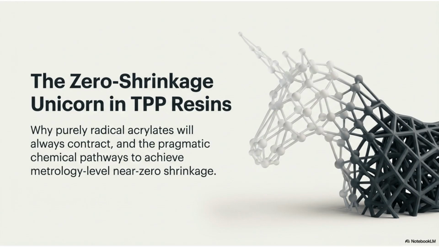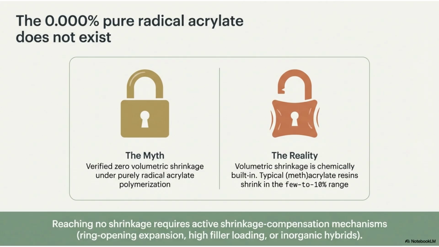This video explores the zero shrinkage unicorn and TPP resins. We will discuss why purely radical acrylates always contract, and the pragmatic chemical pathways to achieve metrology-level near-zero shrinkage. The myth is verified zero volumetric shrinkage under purely radical acrylate polymerization. The reality is that volumetric shrinkage is chemically built in, with typical resins shrinking in the few to 10% range.